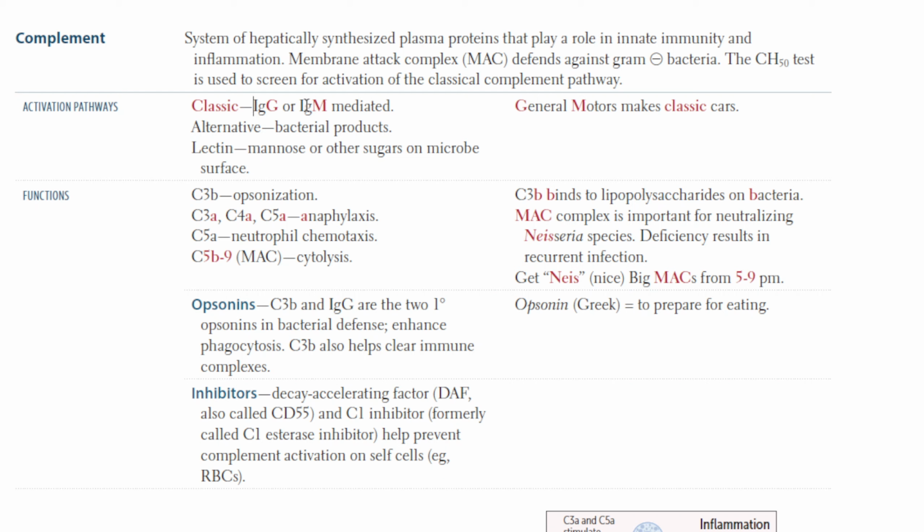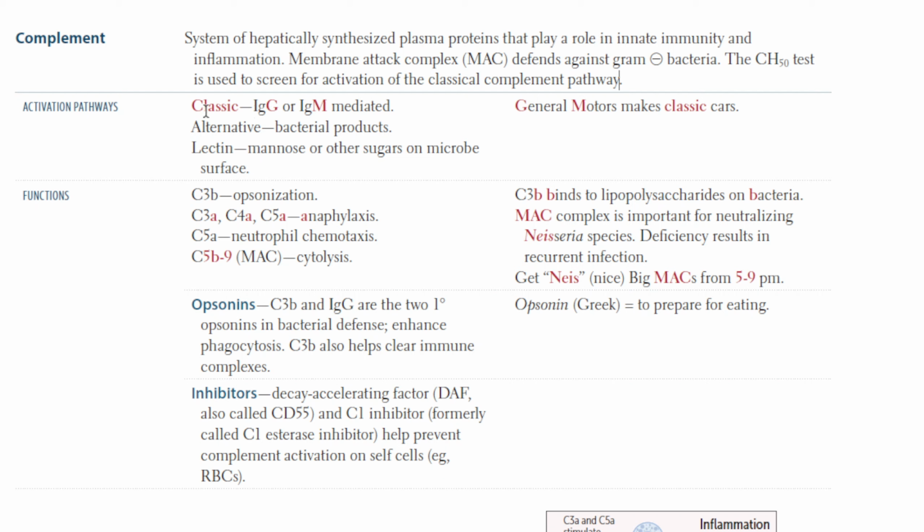The mnemonic for this is General Motors make classic cars. General Motors make classic cars. General tells you about IgG, Motors tells you about IgM, and classic tells you about the classic pathway. So the classic pathway for activation of the complement is IgG and IgM, like General Motors, and it is the classic one.